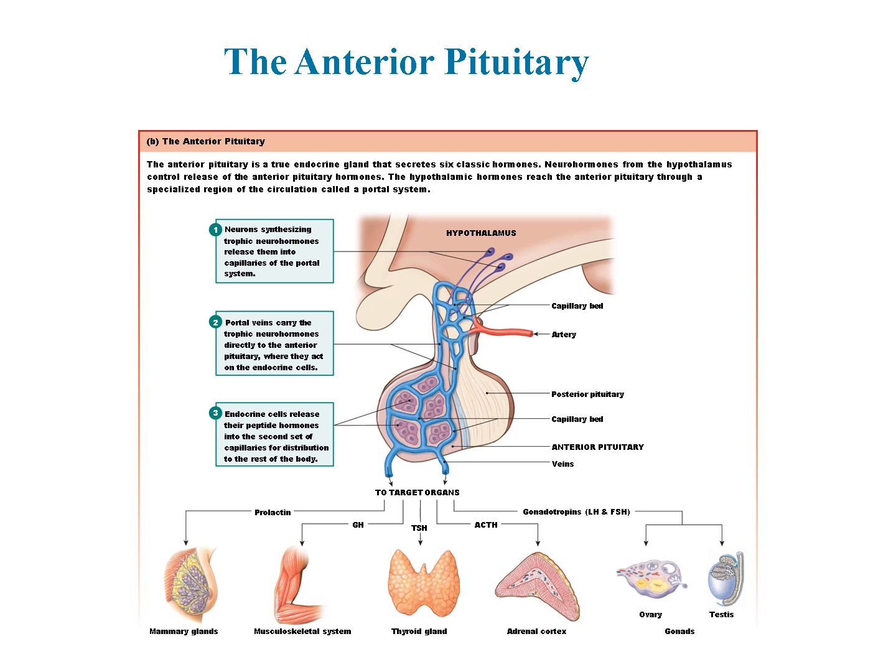Prolactin targets the mammary glands. Thyroid-stimulating hormone targets the thyroid gland. Adrenocorticotropic hormone targets the adrenal cortex. Growth hormone targets the musculoskeletal system. Gonadotropins, including luteinizing hormone and follicle-stimulating hormone, target the gonads, specifically ovaries and testes.